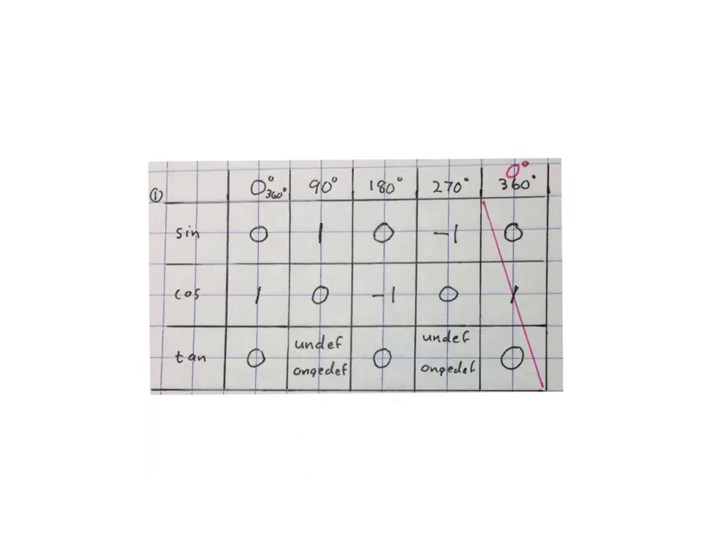What this table then says, sine of 0 degrees is 0, sine of 90 degrees is 1, sine of 180 is 0, and sine of 270 is minus 1, and sine of 360 is the same as the sine of 0. Please check cos yourself. Tan of 0 will be 0, tan of 90 degrees is undefined, tan of 180 is 0, and tan of 270 is undefined. Stop the video and make sure you have this table written down with all the information in it.